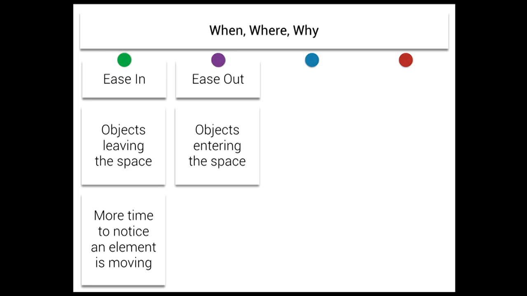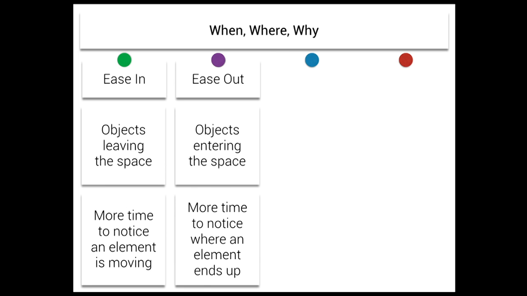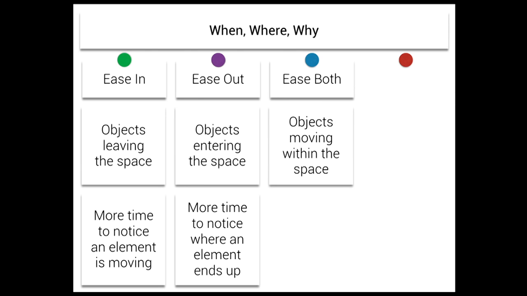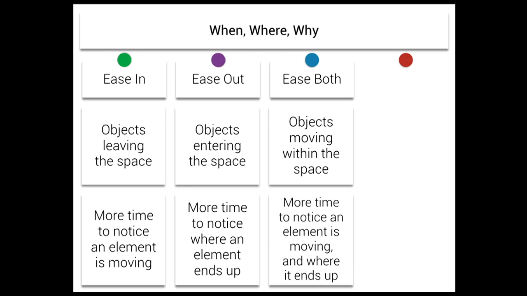Similar thing for easing out, or rather the opposite thing for easing out. Your objects are entering the space. As your objects are entering the space, you want them to slow down. The user will have a little bit more time to figure out where that object is going to end up. Easing both is for when your object is moving within the space, right? So if your object is going to be moving across the screen, you want to start off slow, speed it up while it's actually in motion, and then put it where it ends up.